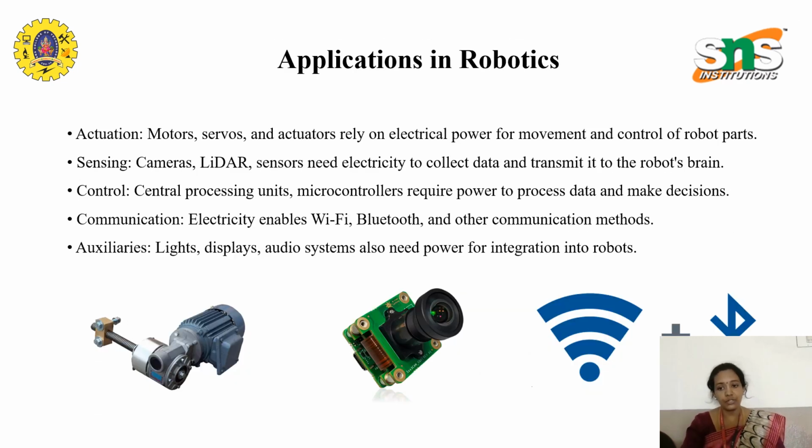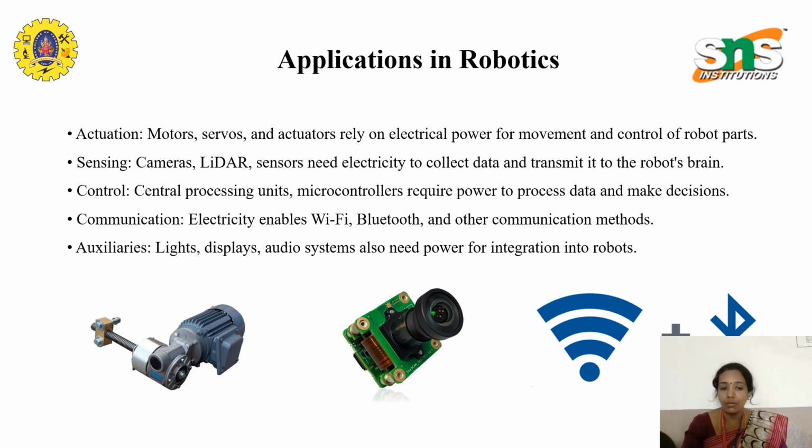The important applications in robots involve actuation, sensing, control, communication, and auxiliaries. In actuation, motors, servos, and actuators rely on electrical power for movement and control of the robot parts. Sensing involves cameras and LIDAR sensors, which collect the data and transmit it to the robot's brain.